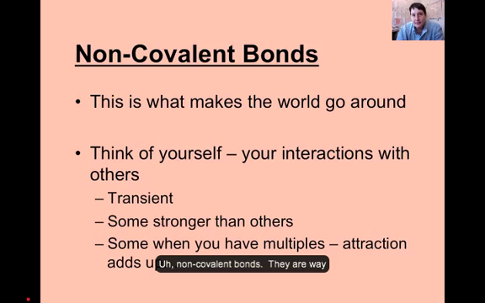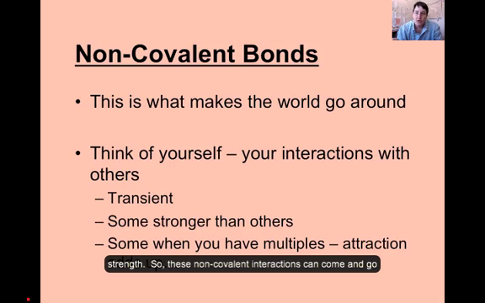Non-covalent bonds, they're way less attractive, and I mean attractive in that they don't have a lot of power or strength. So these non-covalent interactions can come and go way more quickly than a covalent interaction. A covalent interaction is very strong and difficult to break. So non-covalent interactions are transient. Some can be stronger than others, but it really is that you have strength in numbers.